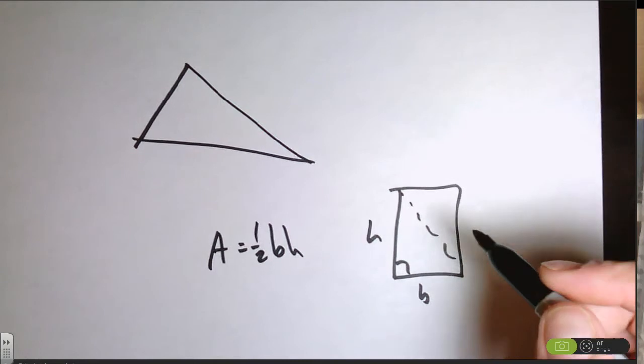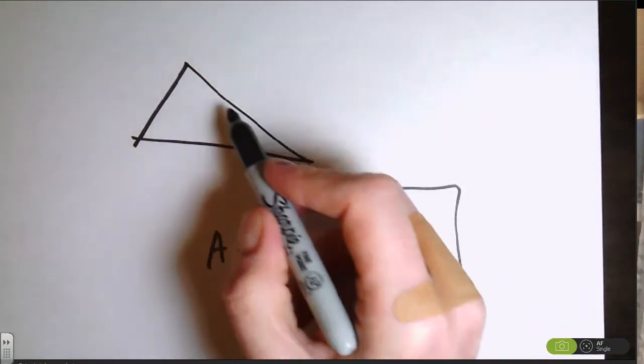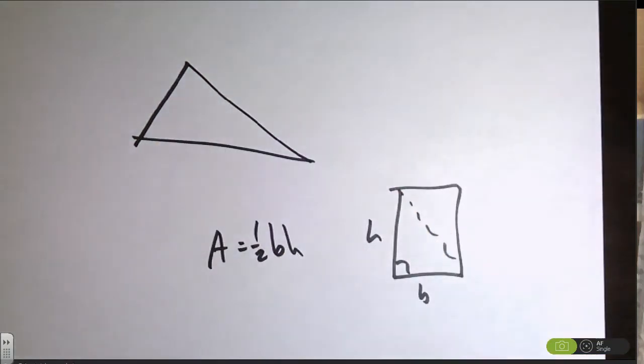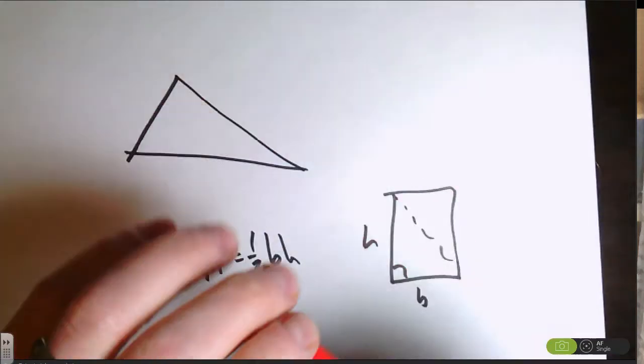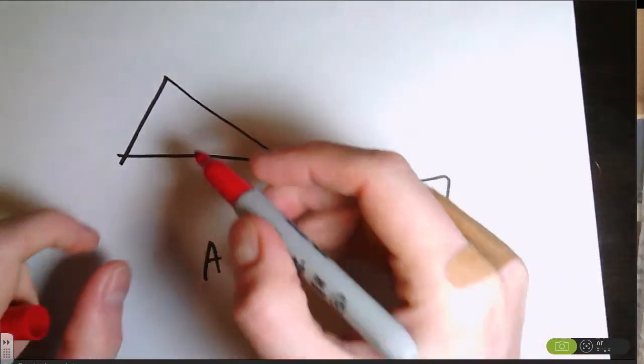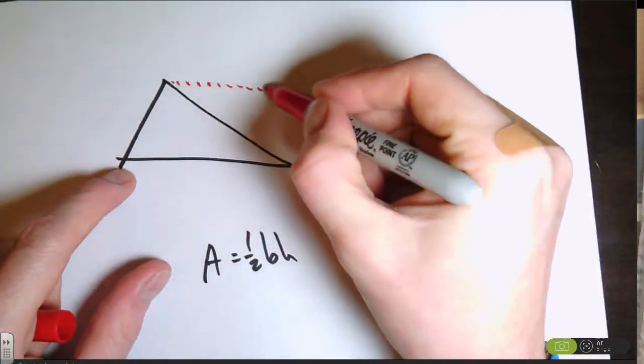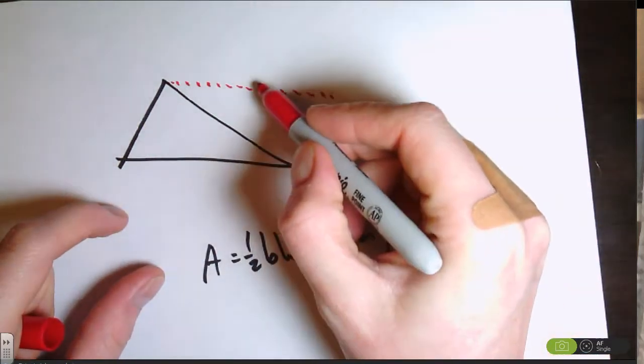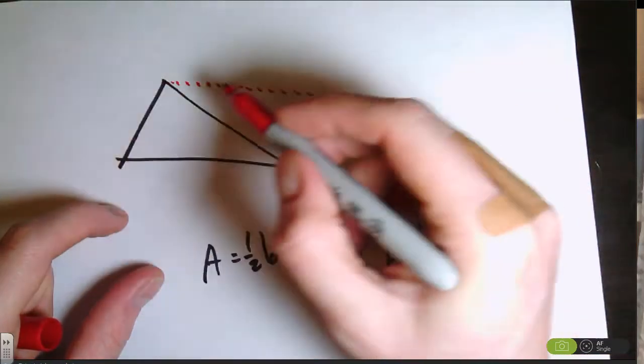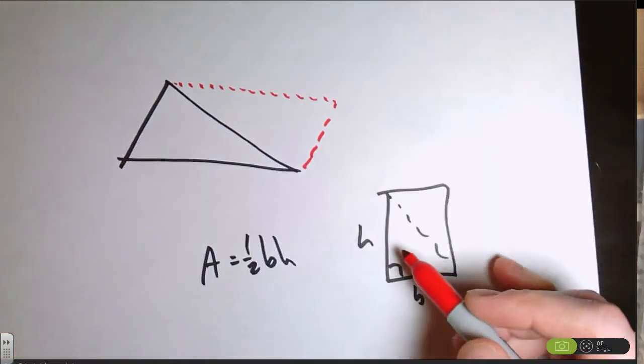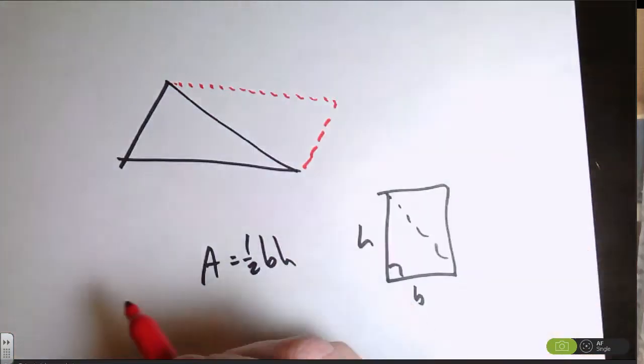Well, the other way is this. If I take this weird looking triangle here, and I flip and distort it like this, so that this side here is as long as this one and parallel to it, and this side here is as long as this one and parallel to it, hey, look what I get. I get a giant parallelogram.